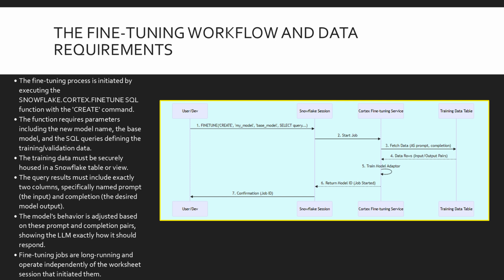A critical operational detail is that these fine-tuning jobs are designed to be long-running processes. They successfully initiate and then operate completely independently of the specific worksheet session from which they were initially launched, ensuring robust execution. We learned that fine-tuning jobs are launched using the snowflake.cortex.finetune create function. The data source must be a Snowflake table or view, and must provide columns explicitly named prompt and completion for supervised training. This sequence diagram visualizes the steps involved in launching a fine-tuning job.